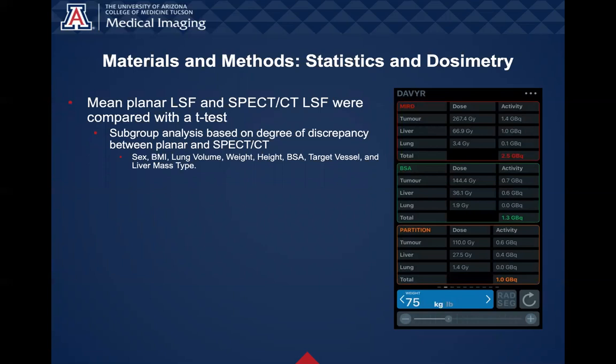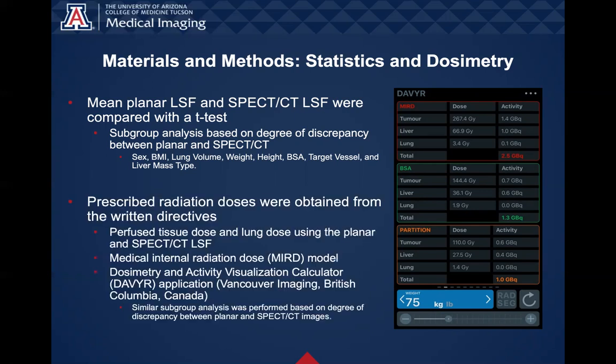The mean planar and SPECT lung shunt fractions were compared using t-tests. Subgroup analysis was then performed comparing differences in shunt fraction overestimation, or the degree of discrepancy, attributable to differences in patient sex, lung volume, weight, height, body surface area, target vessel, and liver lesion type. Of note, lung volumes were obtained from these SPECT images.